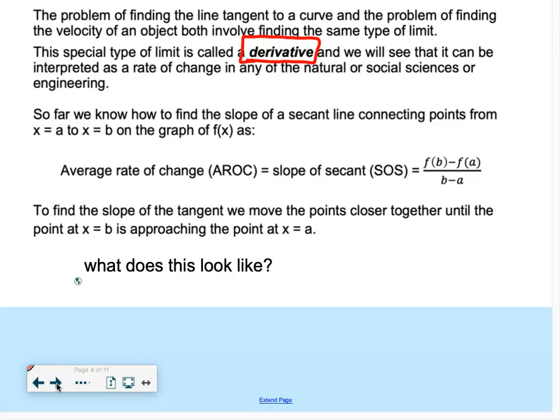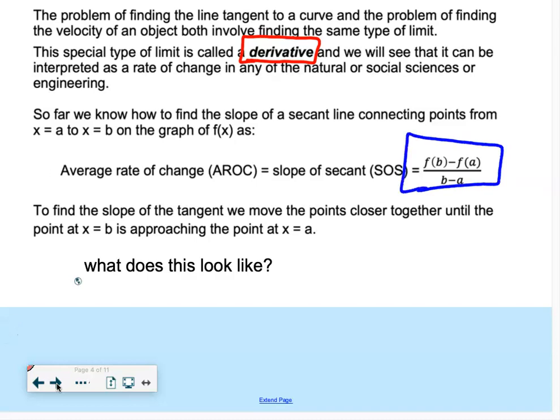All right, so far we know how to find the slope of a secant connecting points from A to B. And I wrote out what this means. So what does slope of the secant mean? Slope of secant, I call SOS, gives you an average rate of change. So it's the rate of change from one point to another. And we calculate it by finding f of b minus f of a over b minus a.